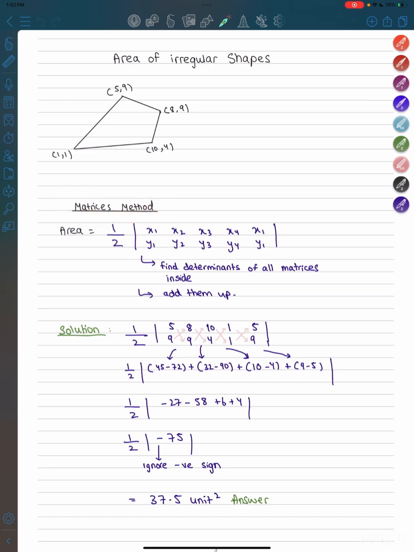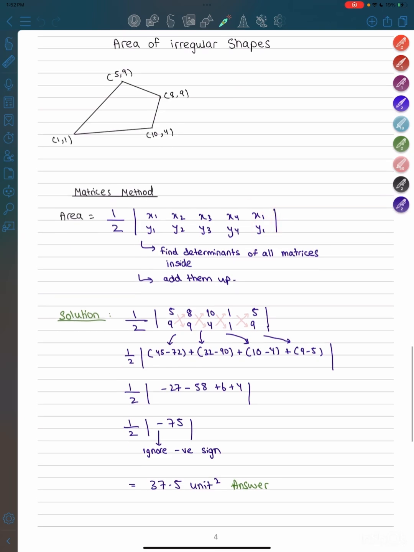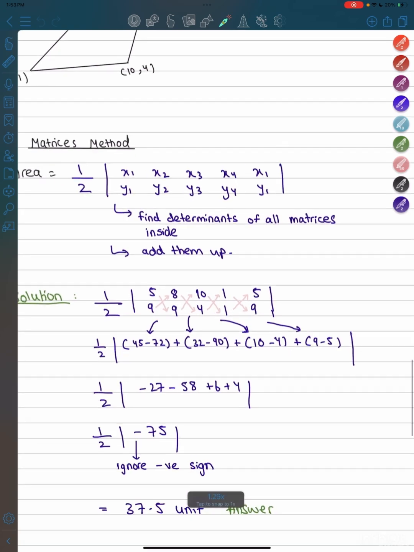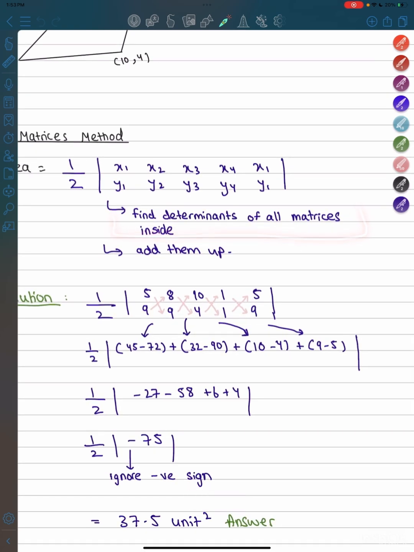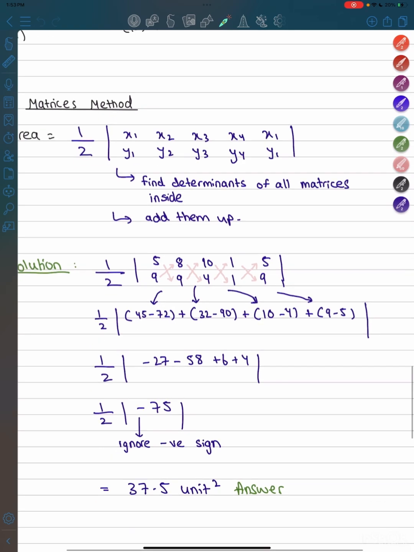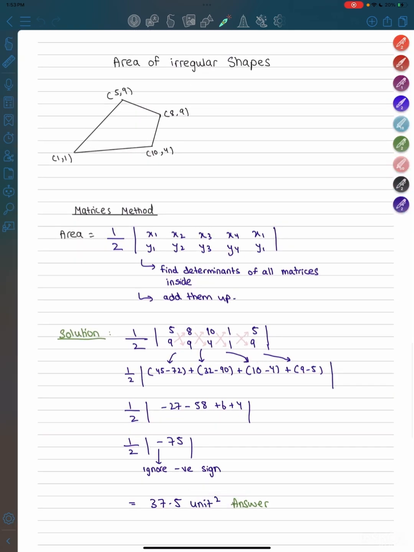It's the matrices method. It looks scary, but honestly, it's a lifesaver. So how do you go about this? Well, you just take any point. You can start from here or here, any point. So the point you start with, x1, y1, x2, y2, and then you also end with the exact coordinates you started with. Over here, I started with 5 and 9. So 5, 9, 8, 9, 10, 4, 1, 1, 5, 9. Then I'm going to find the determinants, like I've written over here. You find the determinants, add them up, and divide by 2. It gets you the answer pretty quickly compared to the other methods.